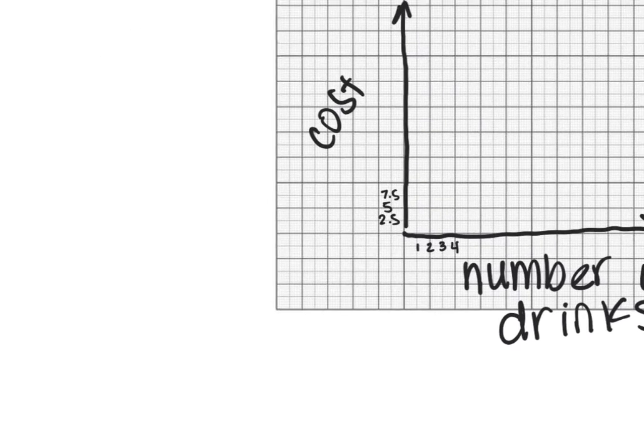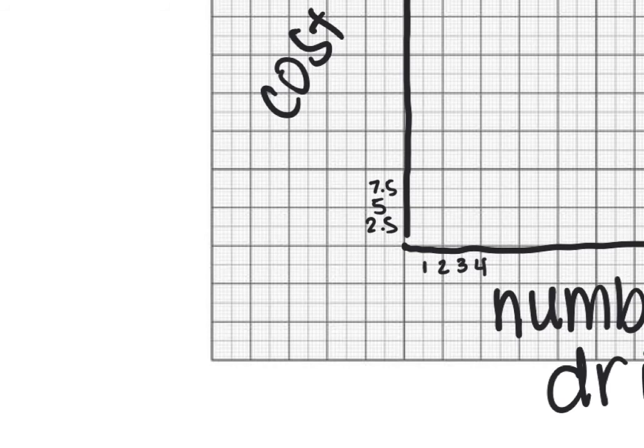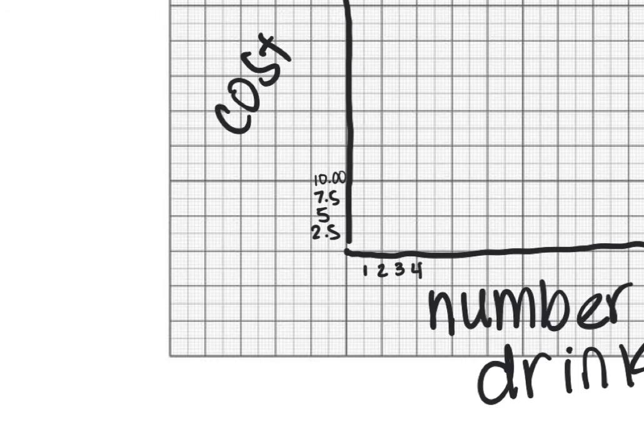So that way we get from 2.5 to 5, because 2.50 plus 2.50 is 5. You add 2.50 to $5 and you get $7.50. Then we can make it up to $10, okay? So each time, just make sure that you have a consistent graph. So for 1 drink, we were at $2.50, so that's where we're gonna plot. For 2 drinks, we were at $5. And for 3 drinks, we were at $7.50. And for 4 drinks, we were at $10. We've got a nice straight line, perfect. We can graph it like that.